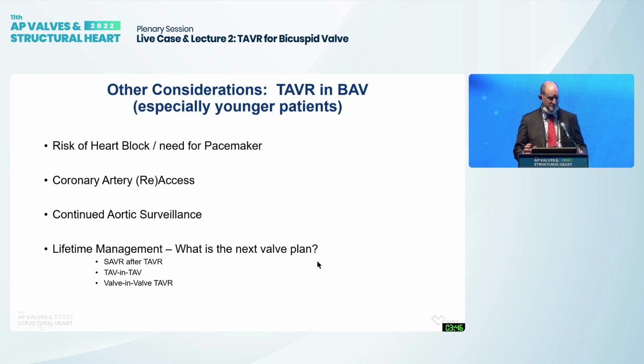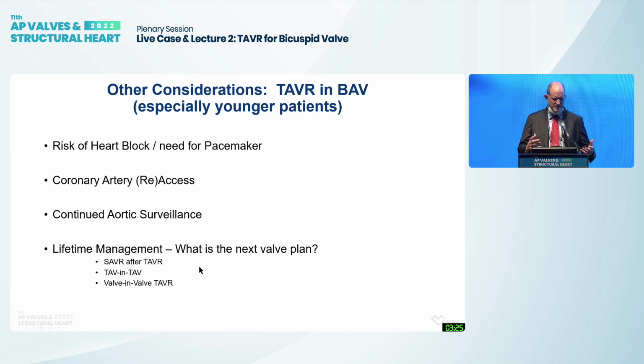Special considerations, especially the young patients. This is a really important issue with bicuspids. Higher risk of pacemaker, and long-term that can have implications. Coronary reaccess is a big issue in the younger patients. Those that have minimal dilation still have to be followed. You can't forget about the aorta entirely if it didn't meet an indication for an operation.